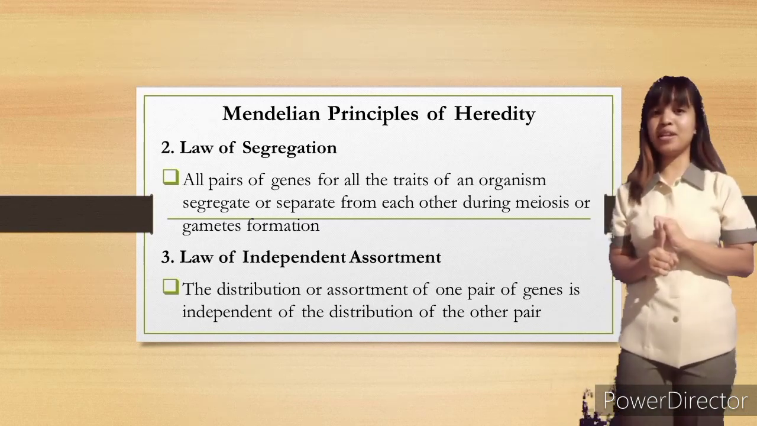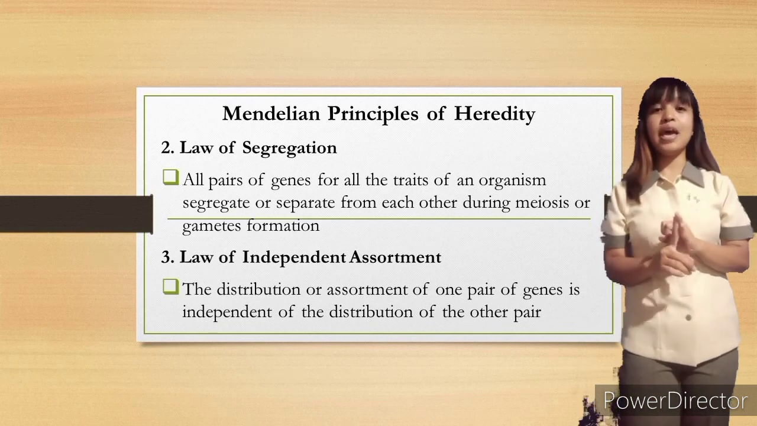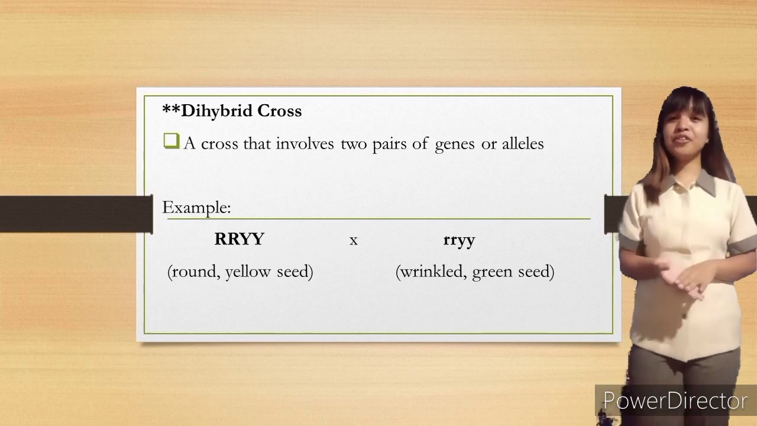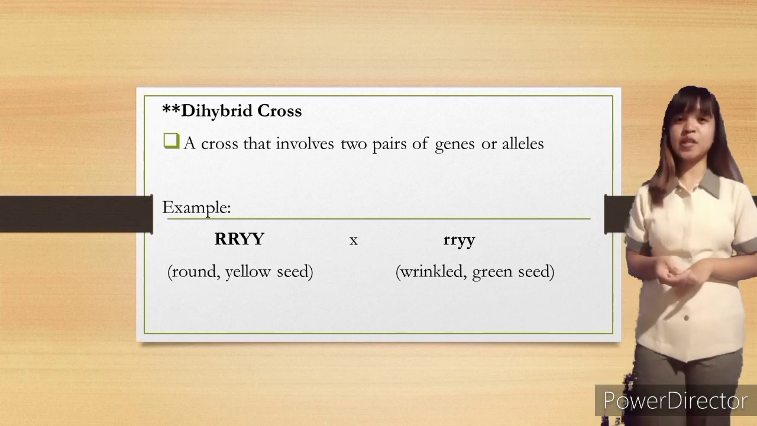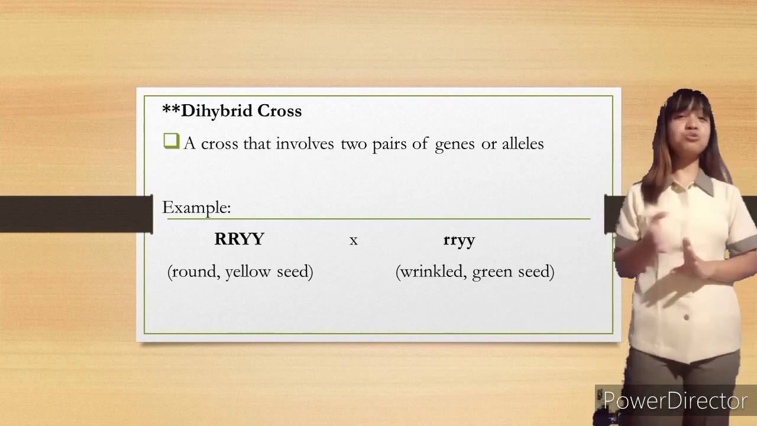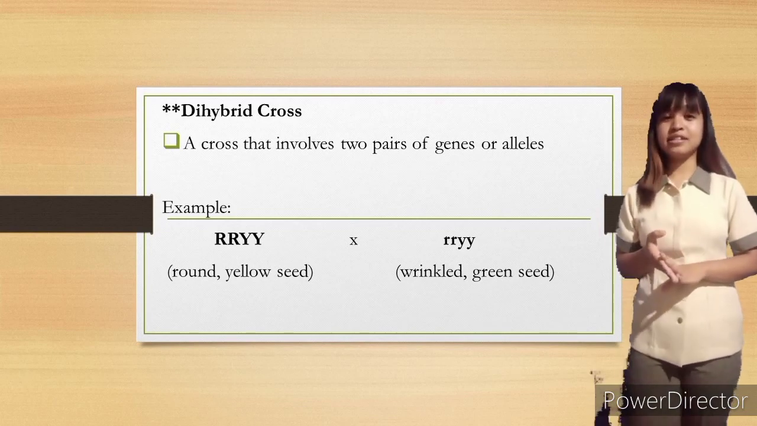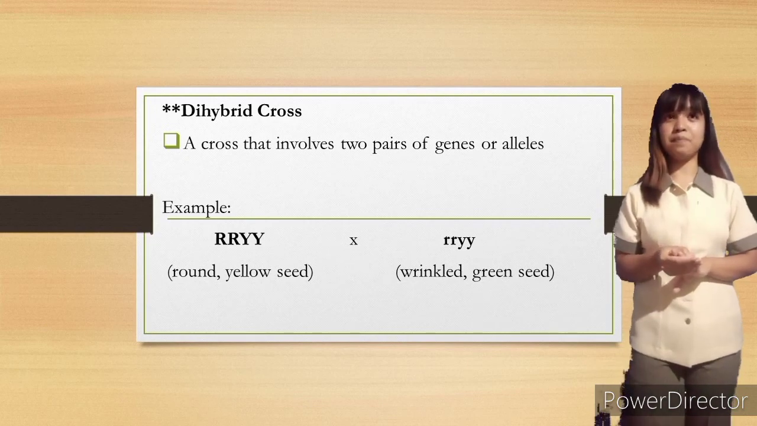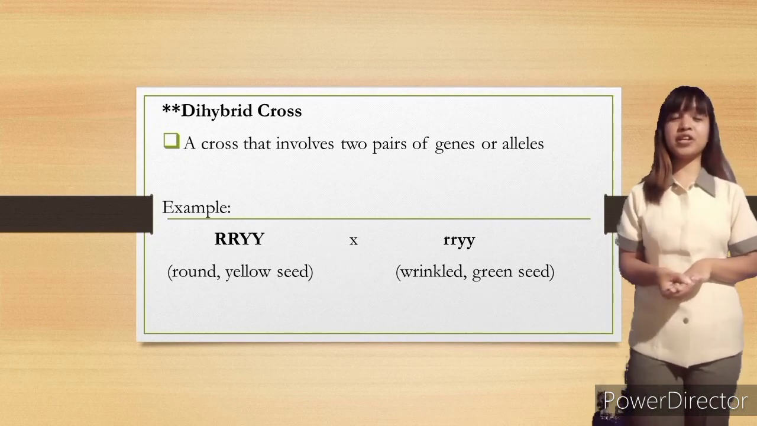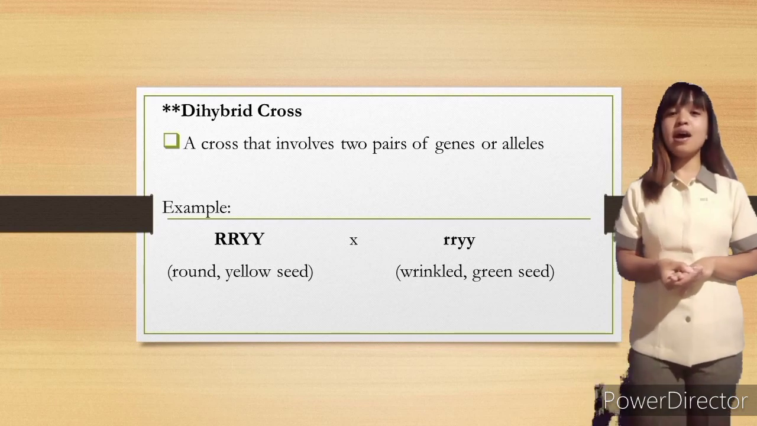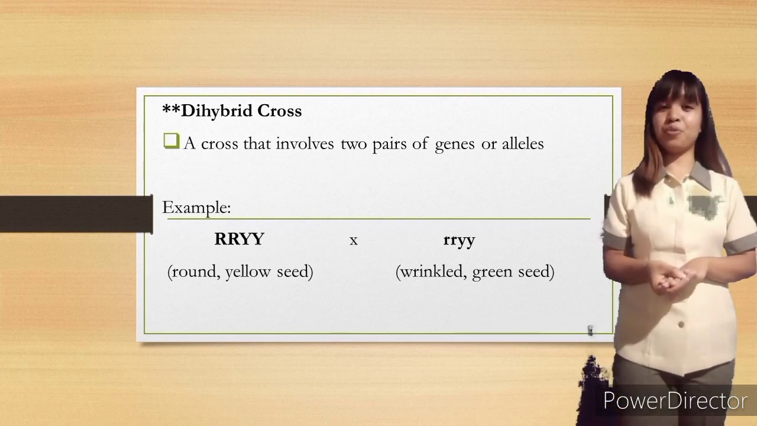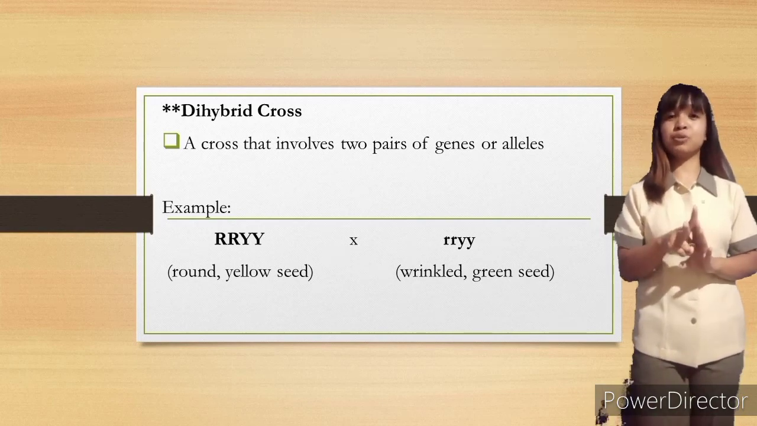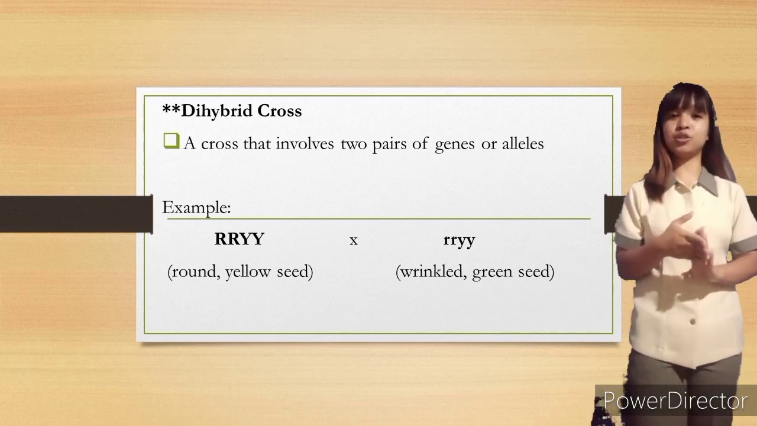First, we have the law of dominance, the law of segregation, and then the law of independent assortment. Another type of cross is the dihybrid cross. This is a cross that involves two pairs of genes or alleles, which means there are two traits crossed in this dihybrid cross. For example, we have here the homozygous RRYY crossed with a recessive rryy. We have here two traits, the round in contrast with the wrinkled, and the yellow seed in contrast with the green seed.